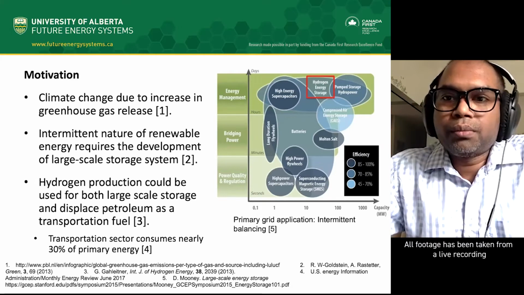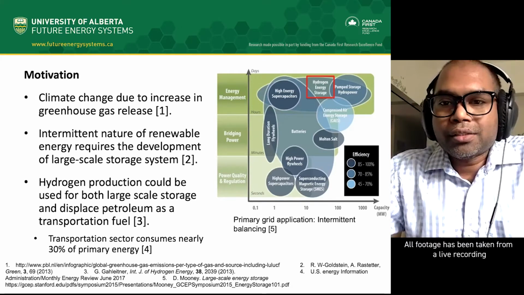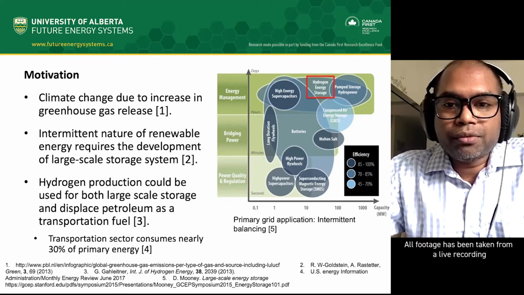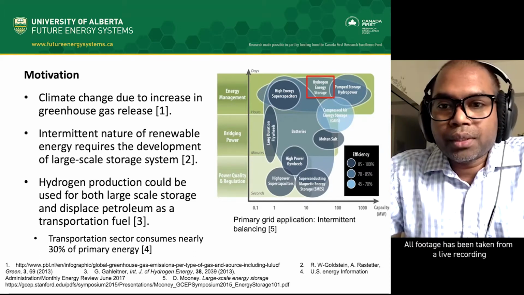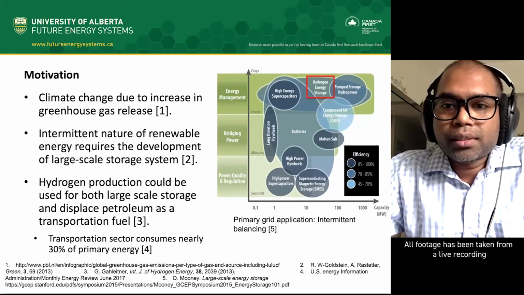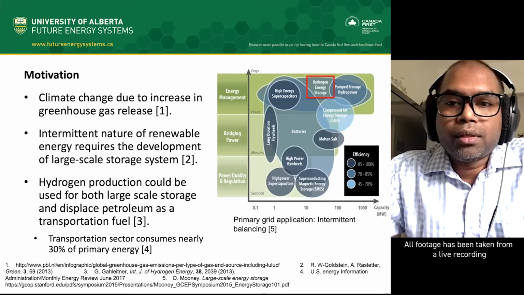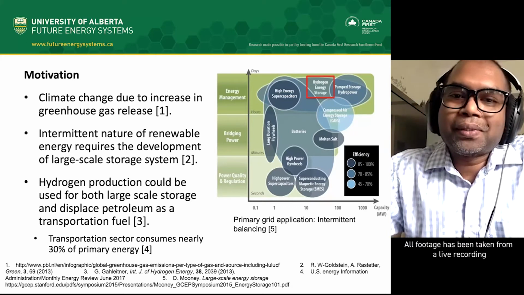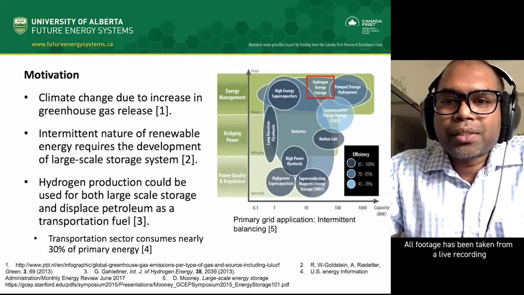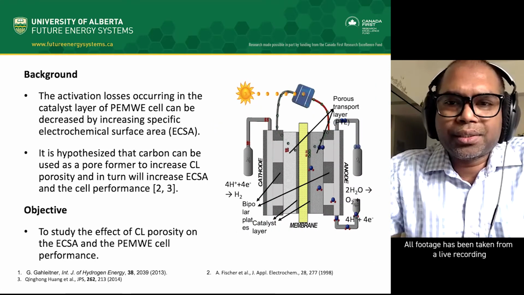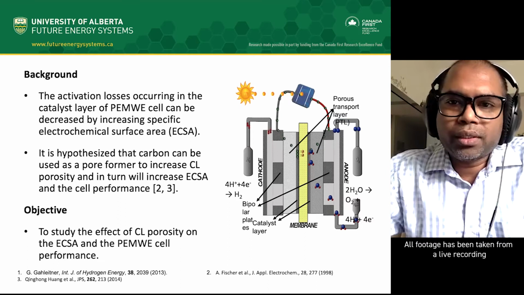This hydrogen could be used as a fuel for electricity production, but could also displace petroleum from the transportation sector by using hydrogen fuel cell vehicles. It is estimated that the transportation sector consumes nearly 30% of the total primary energy in the US. Therefore, the shift from gasoline to hydrogen could achieve a major reduction of greenhouse gases. There are many ways of producing hydrogen, but mainly two types using electricity: alkaline and PEM water electrolyzers.